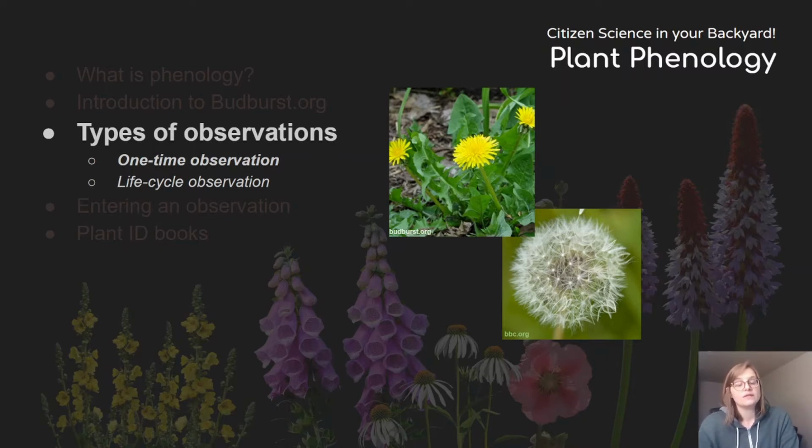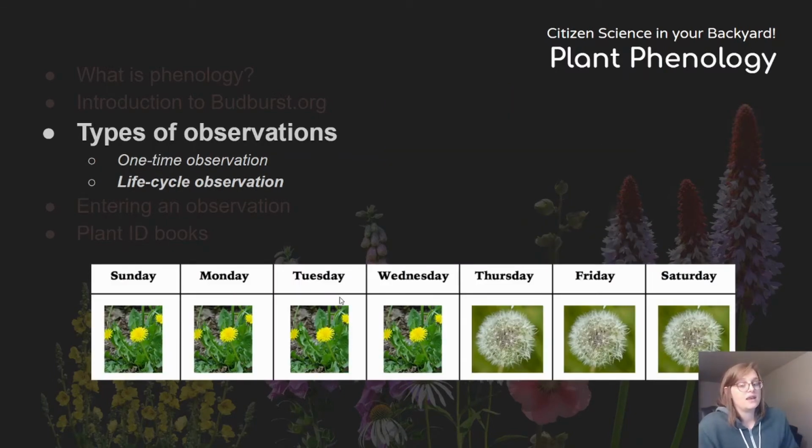So for the one-time observation, that's just going to be you going out, looking at the plant, and saying what phenophase it's currently in. So you're looking at that phenological trait to determine what is being exhibited by that plant at that point in time. So if I went out and I saw that there was a yellow head of flowers on a dandelion, that is of course in the flowering stage. And if I went out and I saw the head of seeds, I would know it's in the fruiting stage. They're going to ask a little more detail, and I'll explain that in just a second, but we'll go over the life cycle observation next.